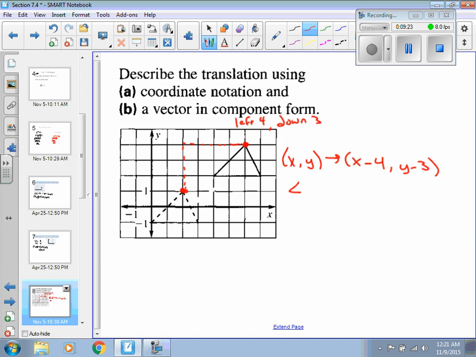Using vector notation, again, the only difference now with vector notation is the outside symbols. And then instead of having the x and y in with that coordinate piece, you're just going to have the negative 4 and negative 3.